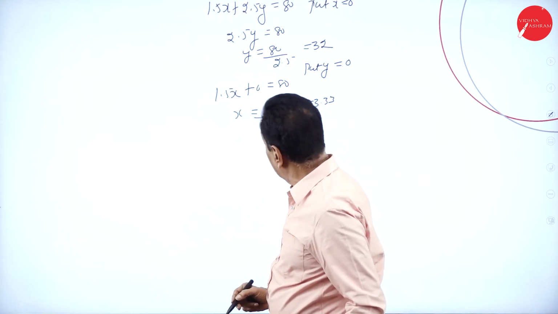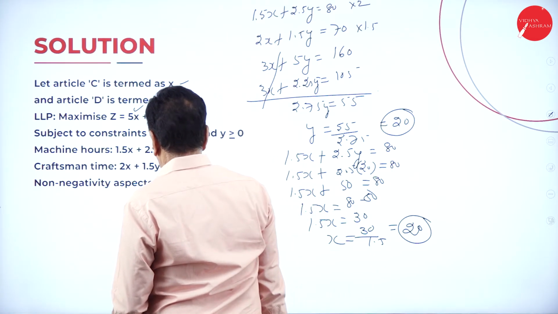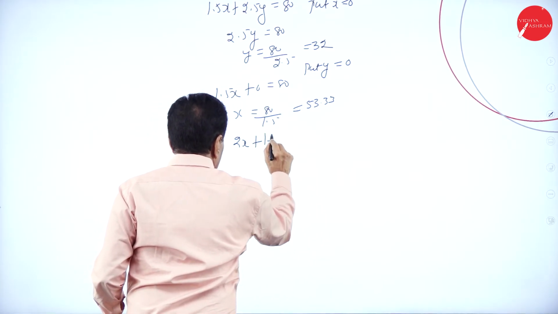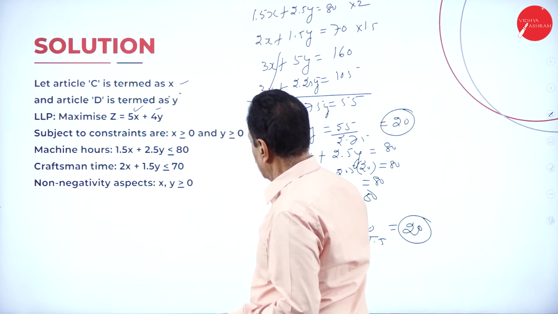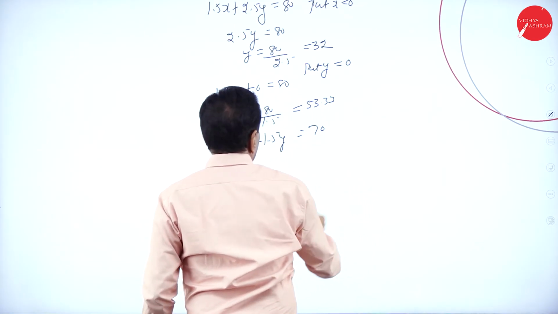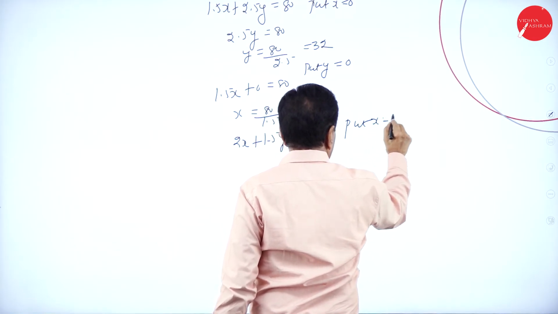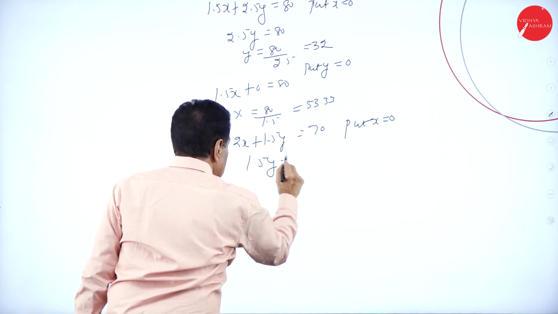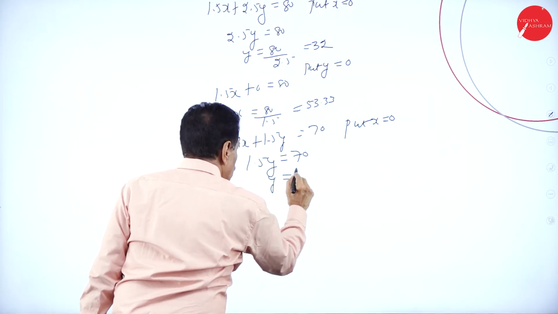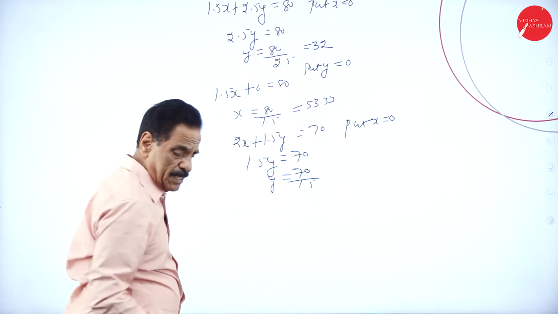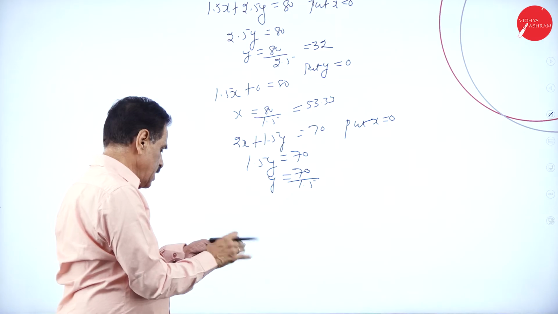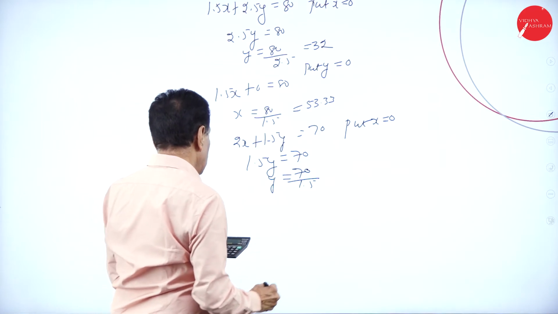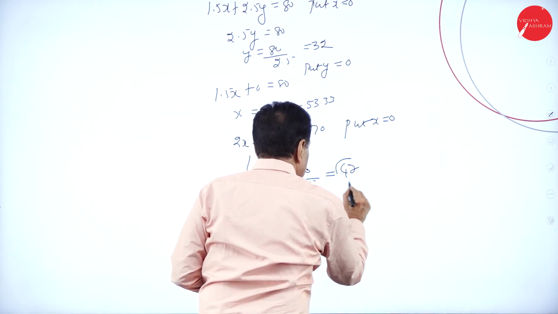Then you take the second equation: 2x plus 1.5y is equal to 70. Put x is equal to 0. Then 1.5y is equal to 70, so y is equal to 70 divided by 1.5, which is almost 47.